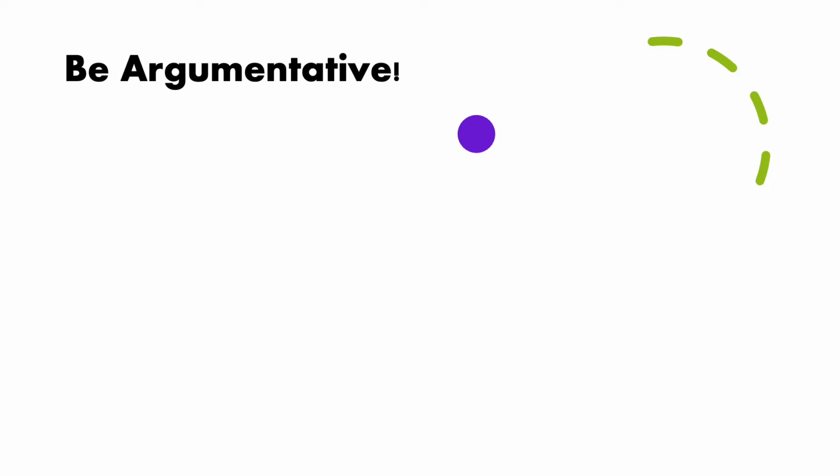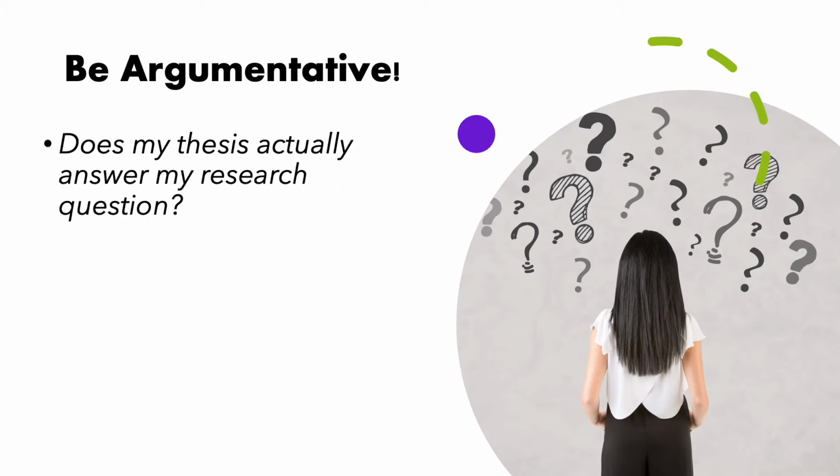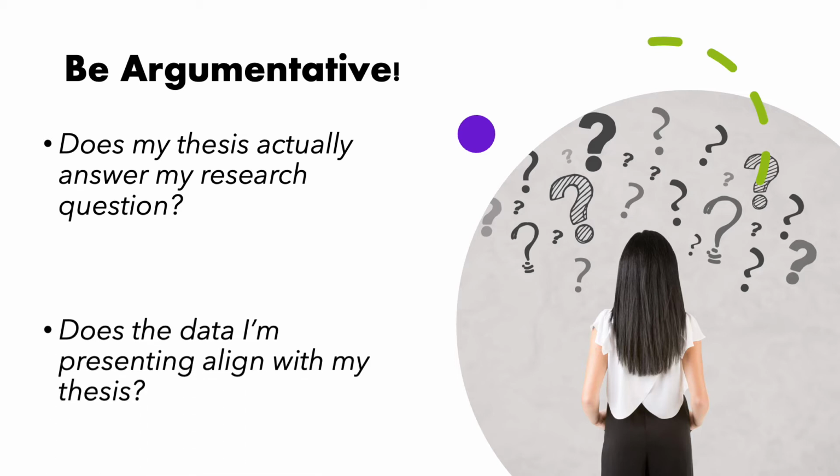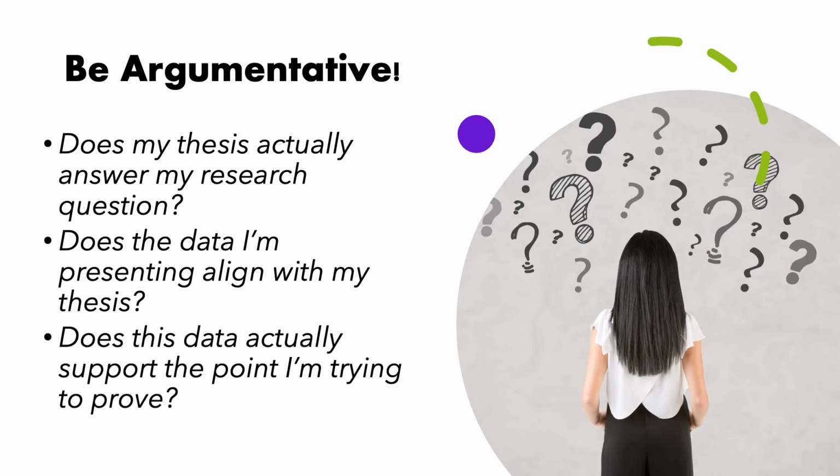When I grade your paper, the score I give it will largely be determined by how persuaded I am by the argument you're making. So, as you write this, keep the following questions in the forefront of your mind. 1. Does my thesis actually answer my research question? 2. Does the data I'm presenting align with my thesis? And third, does this data actually support the point I'm trying to prove?